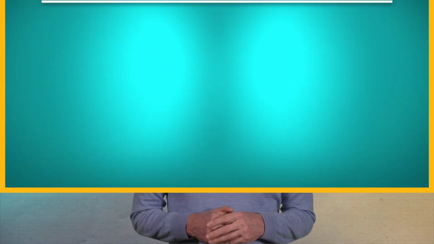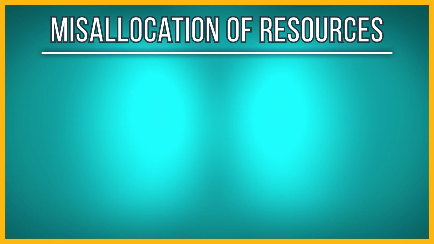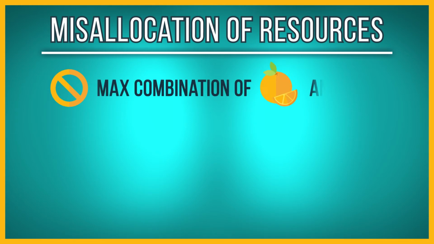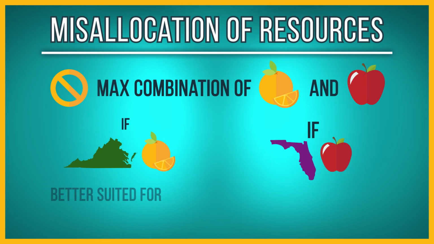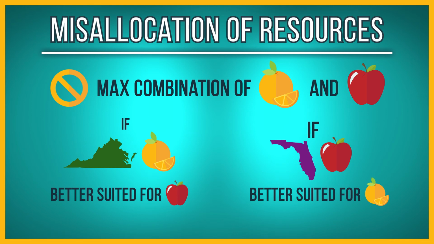One way to produce inside the production possibility frontier is to misallocate resources used to produce things. For example, the U.S. would not obtain a maximum combination of oranges and apples if it used land in Virginia to grow oranges while using land in Florida to grow apples. Since land in Virginia is better suited for apples than land in Florida, and land in Florida is better suited for oranges, we fail to grow a maximum combination if Virginia grows oranges and Florida grows apples.